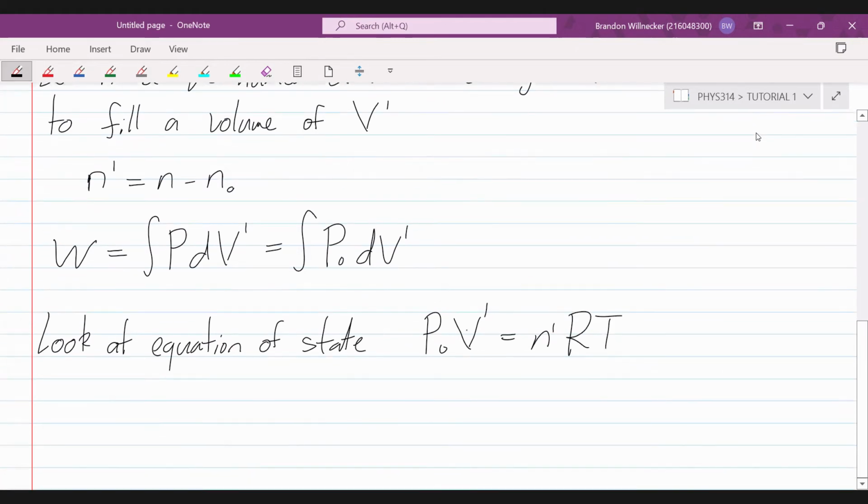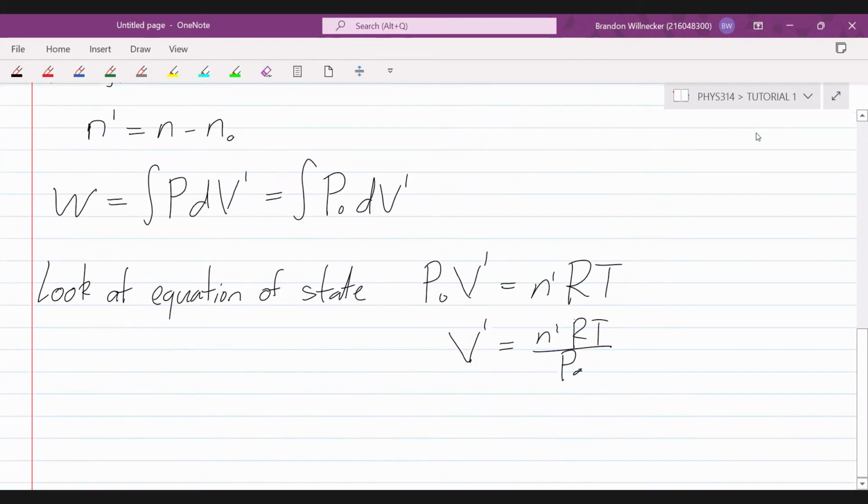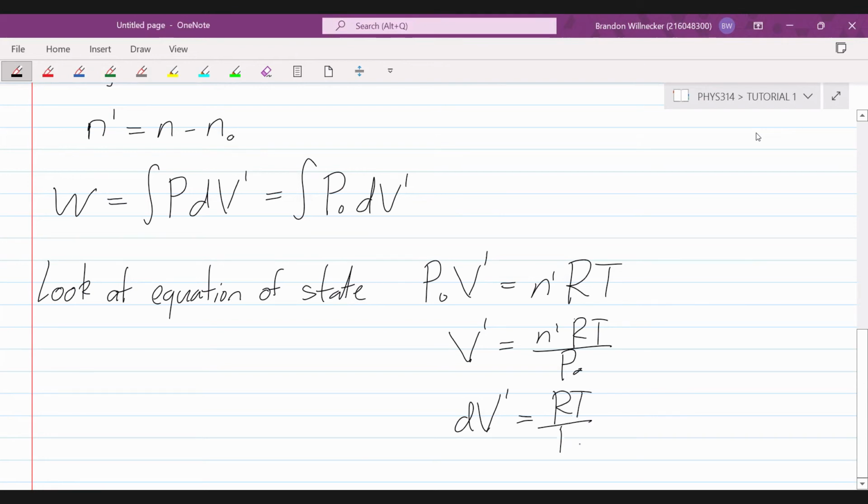We can rearrange this to solve for V prime. So V prime is going to be N prime RT over P naught. All of those are constants except for N prime, that's changing over time. So dV prime is going to be RT over P naught dN prime. The number of moles is changing. You can think of this as like a U substitution. We're changing V prime to N prime.